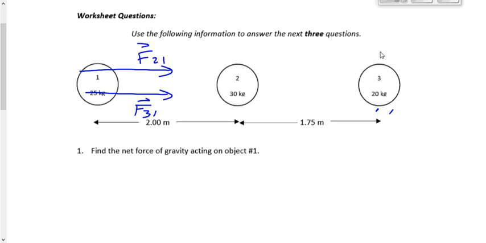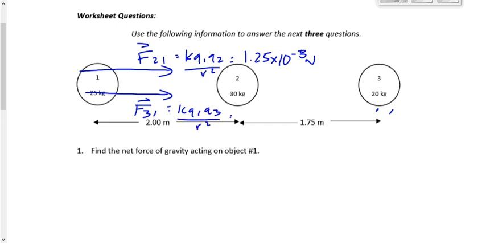Now, I can find the values of both of those forces using Coulomb's law. F equals K Q1 Q2 over R squared. That value works out to be 1.25 times 10 to the negative 8 newtons. Now, F31 is K Q1 Q3 over R squared. That value works out to be 2.37 times 10 to the negative 9 newtons.